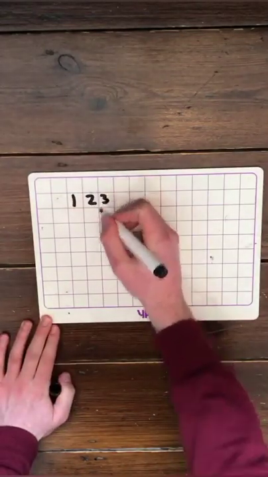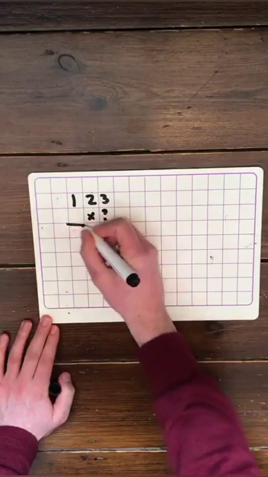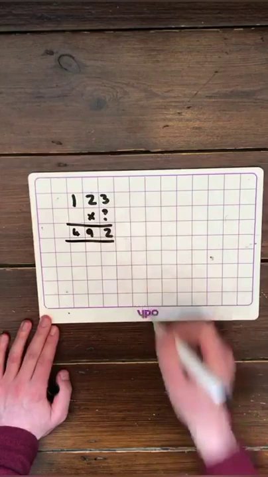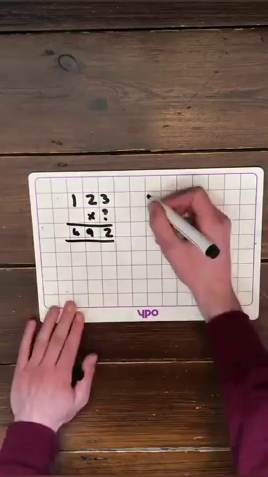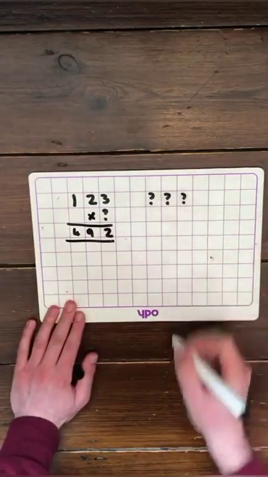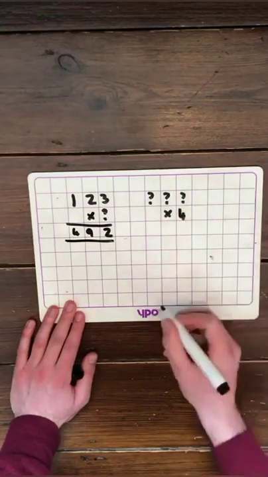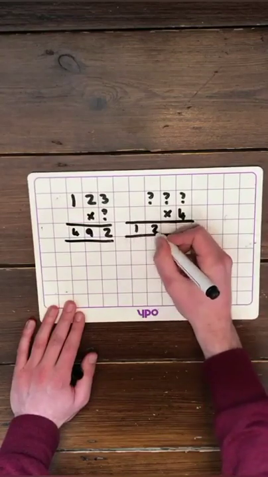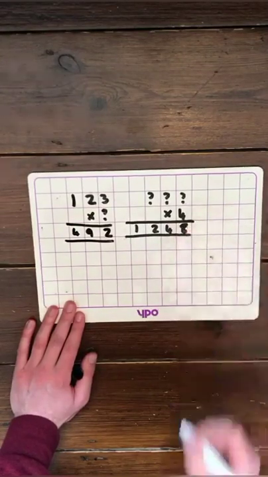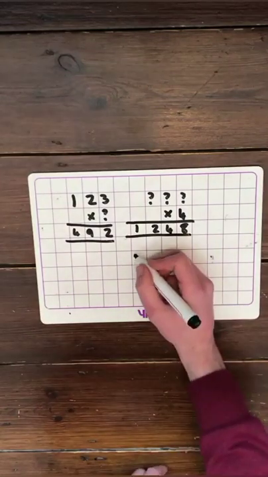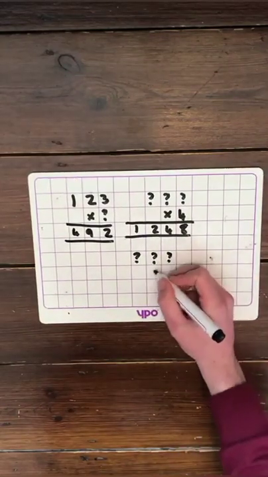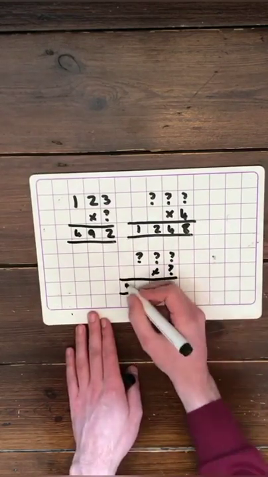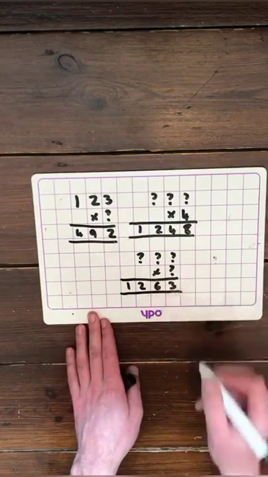So 123 times question mark equals 492. Have a go at trying to find the question mark. Question mark, question mark, question mark times 4 is equal to 1,248. And question mark, question mark, question mark times question mark is equal to 1,263.